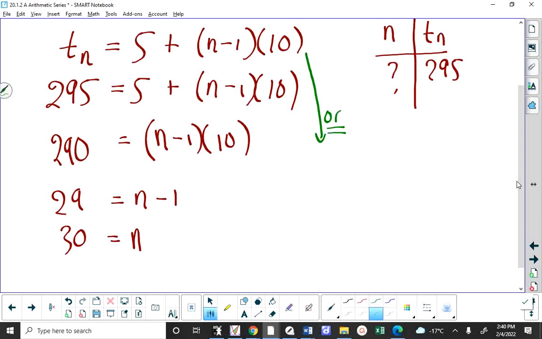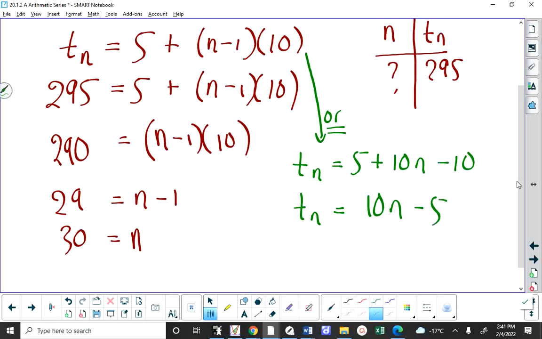I'm not saying I want you to do it that way. I'm saying you can do it that way. There's nothing wrong with it. What I have taught you to do is the following. Multiply that 10 through, then simplify this, then put 295 in. But I don't care which of these two approaches you take.